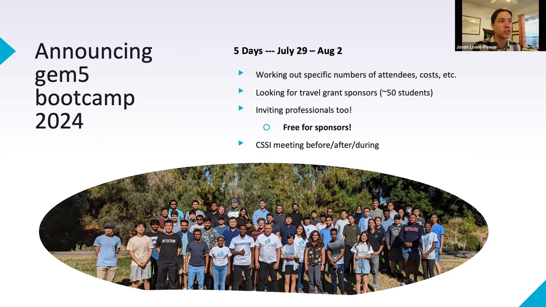We have dates for this year, which are going to be July 29th to August 2nd. It's going to be here at Davis again. We're going to have a bigger room this time. We're still working out the specific number of attendees and what the costs are going to be, but I expect to at least double the number of attendees from what we had before. Before we had about 50, I expect at least about 100 slots for attendees this year.